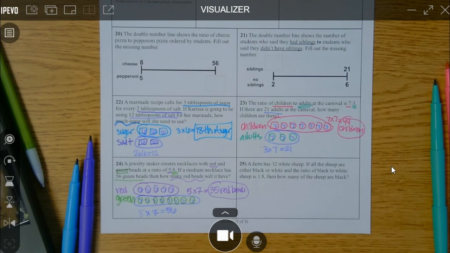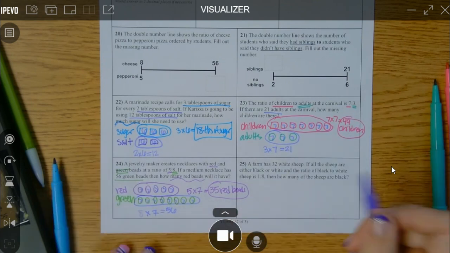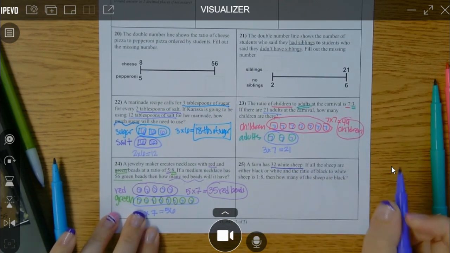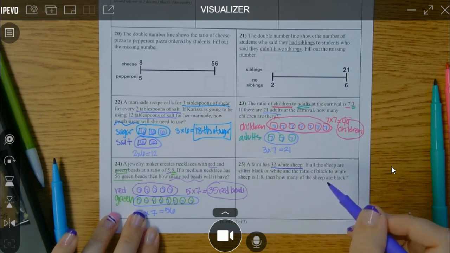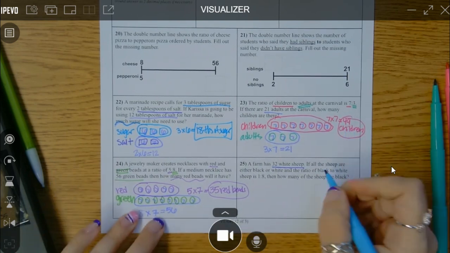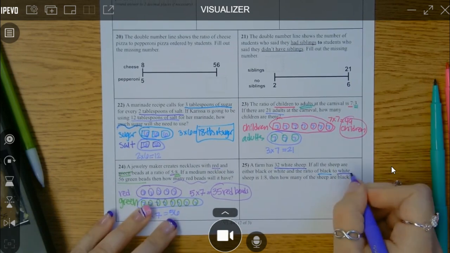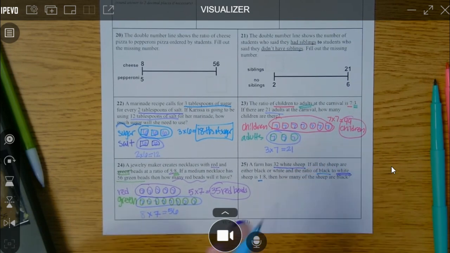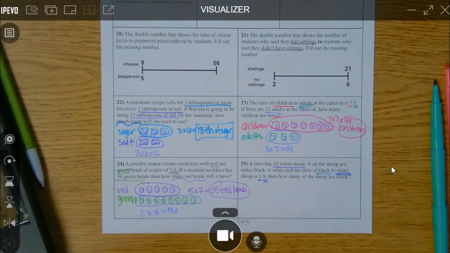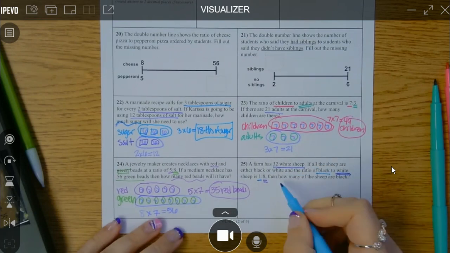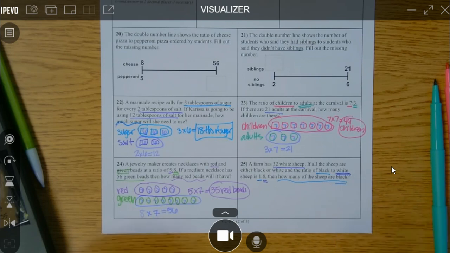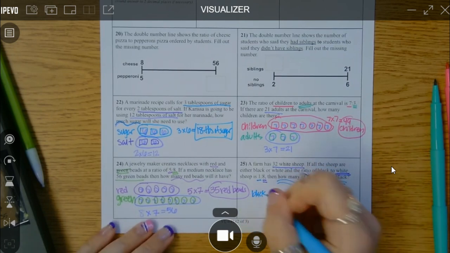Okay, this one says you're talking about sheep, and it says a farm has 32 white sheep. Okay, so you have white sheep, and if all the sheep are either black or white, and the ratio of, they said black to white is 1 to 8, then how many of the sheep are black? So we're solving for how many are black. All right. Well, they said the ratio was black to white. So let's do black to white.